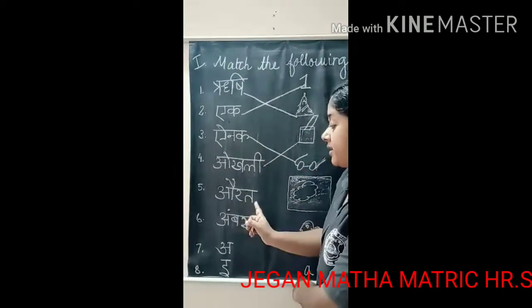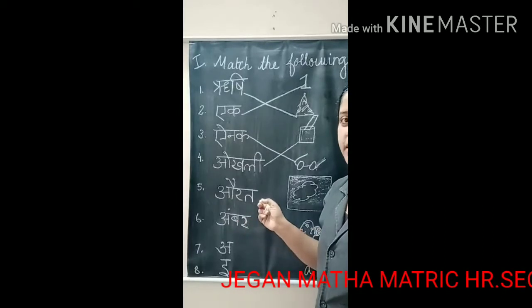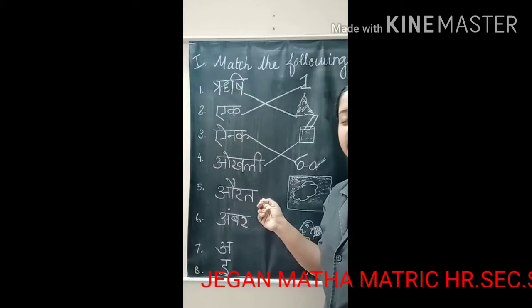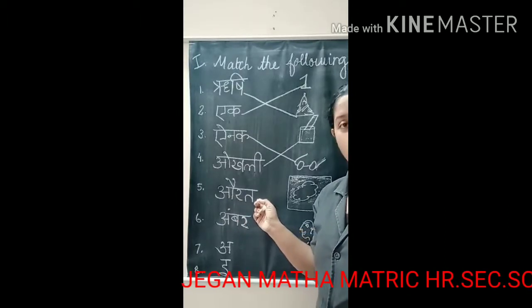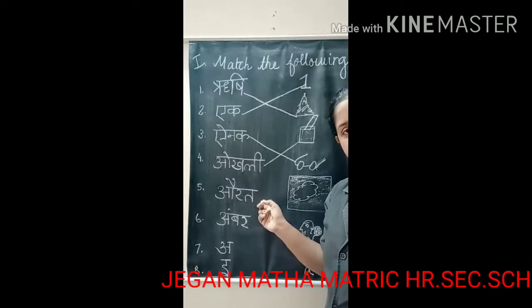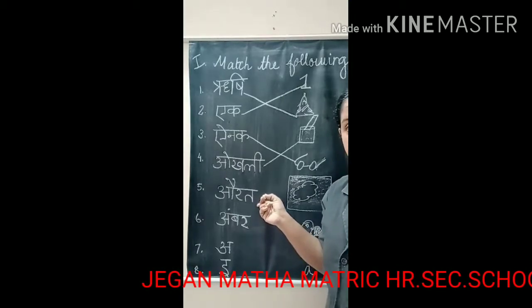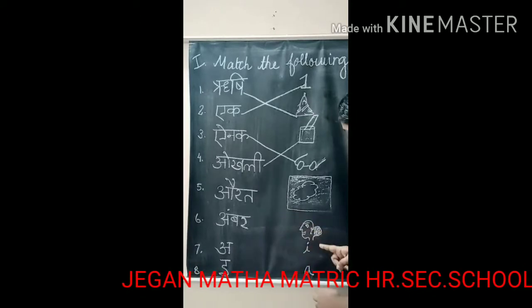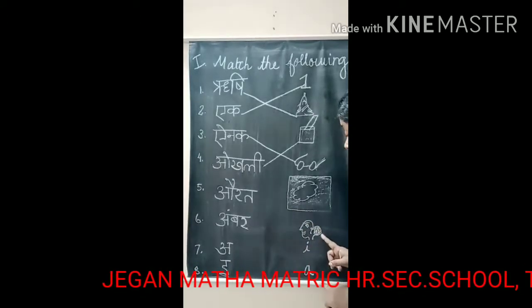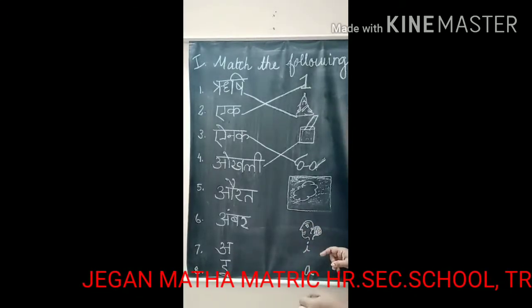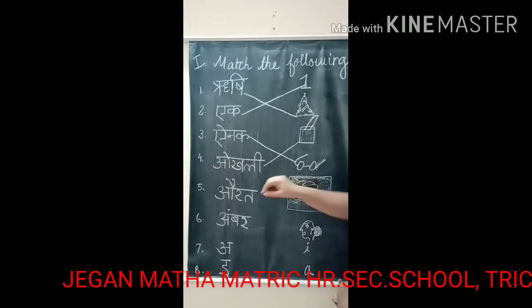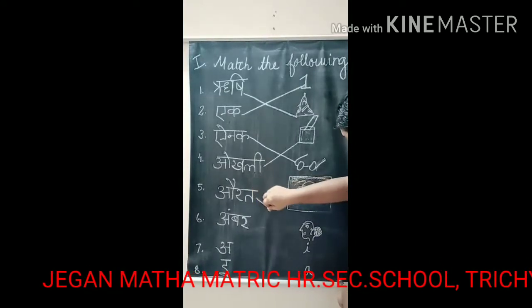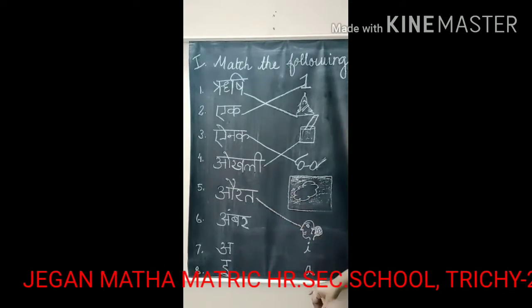Next word is Aurat. Aurat means a lady, and we have already learnt it, isn't it? That is, Au se Aurat we have learnt, and Aurat means a lady. So now let us find the picture of a lady. Okay, so see here it is. One lady's face alone is there. So let us match the word Aurat and the picture of a lady.